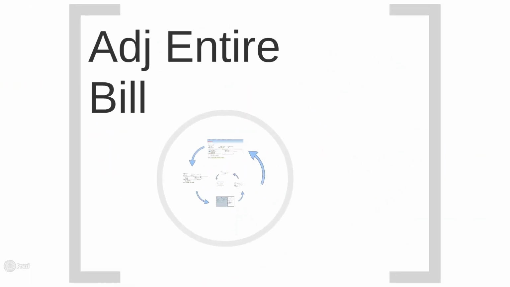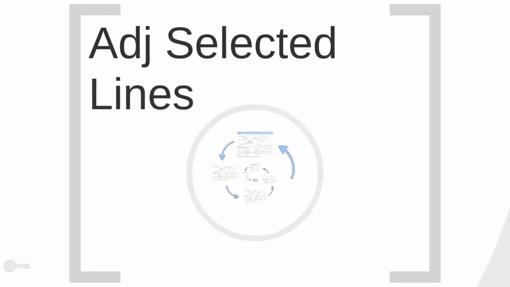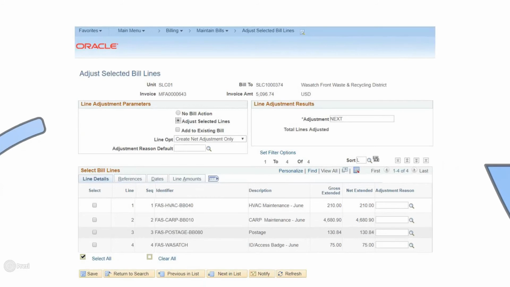So that was adjusting the entire bill. Well, what if we only want to change certain lines on the bill? We maybe fat-fingered the quantity and we need to reduce the quantity. Well, our navigation would be similar, except we would select the Adjust Selected Bill lines.